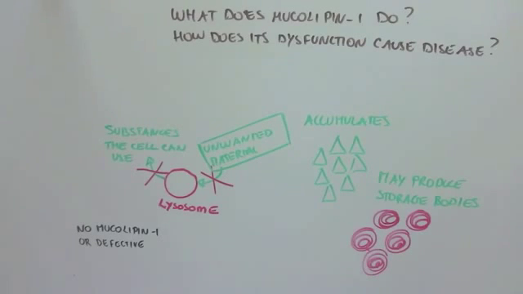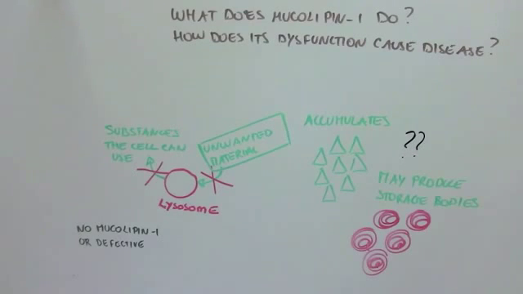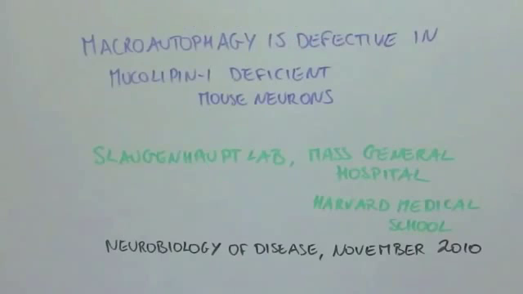So it is important for us to understand what mechanisms could be causing the accumulation of these storage bodies in ML4. That is exactly what the scientists of this paper wanted to examine in an article titled Macroautophagy is Defective in Mucolipin-1 Deficient Mouse Neurons, published by the Slaugenhaupt Lab at Massachusetts General Hospital and Harvard Medical School in November 2010 in Neurobiology of Disease.